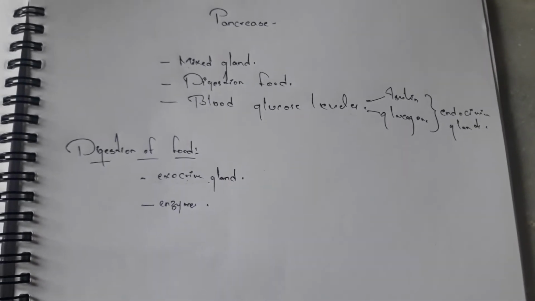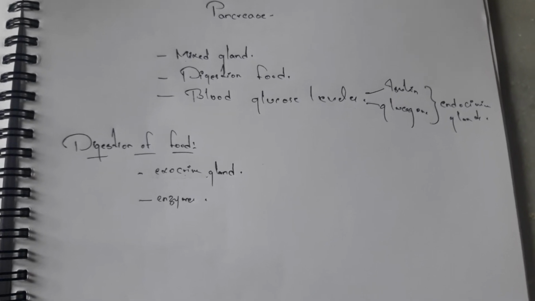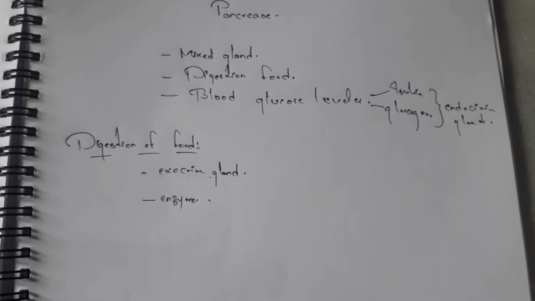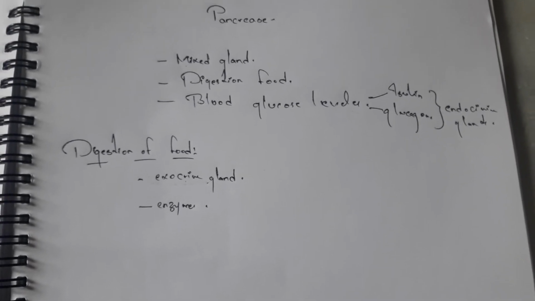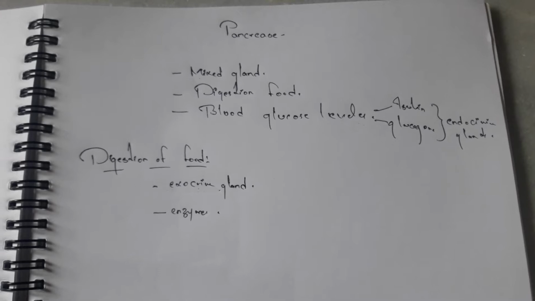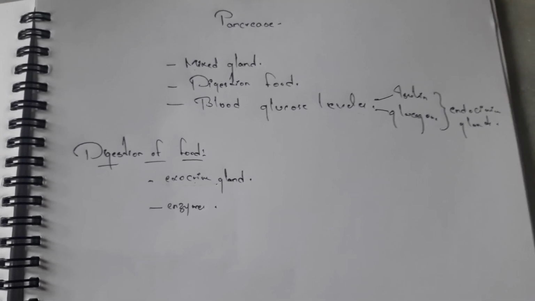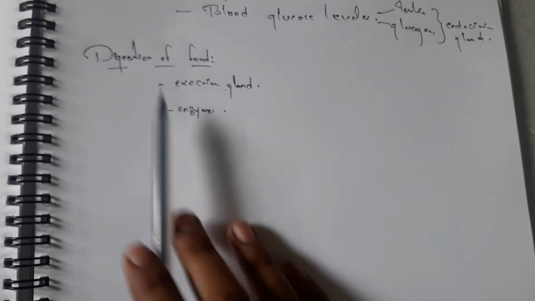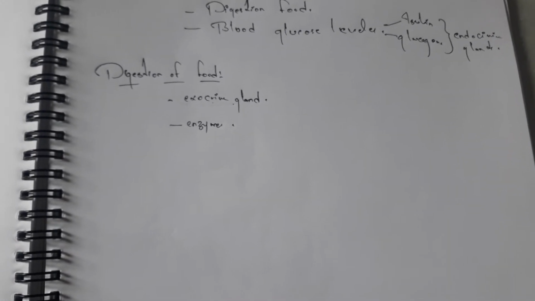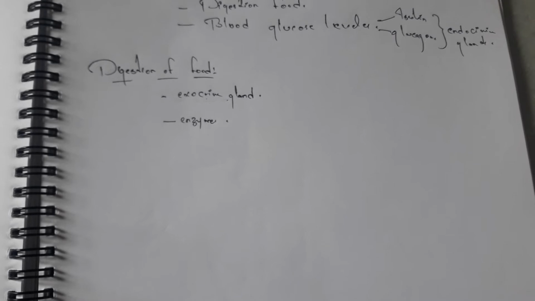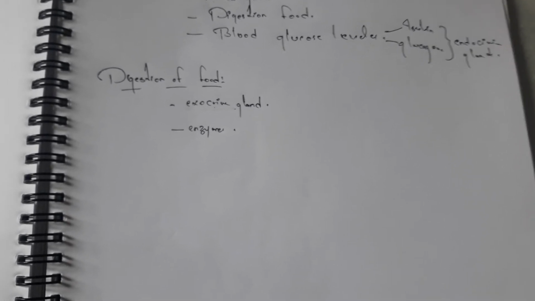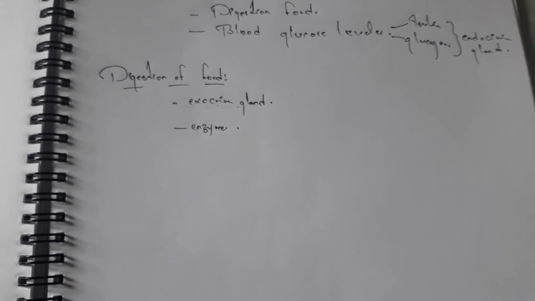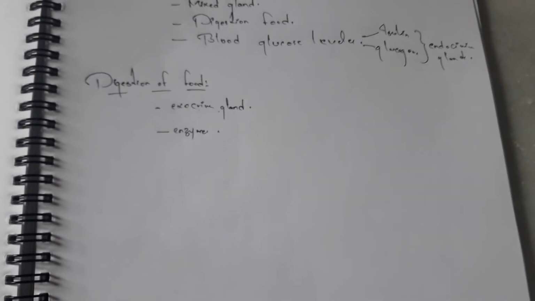How is it going to digest the food and how is it going to maintain the blood glucose level? In such a small organ, how many functions are going to happen? Let us see how they happen. Here you can see the exocrine gland and the endocrine gland. Digestion of food is done by the exocrine gland. It secretes enzymes, and the enzymes help in the digestion of food. Let us see how the enzymes are secreted.